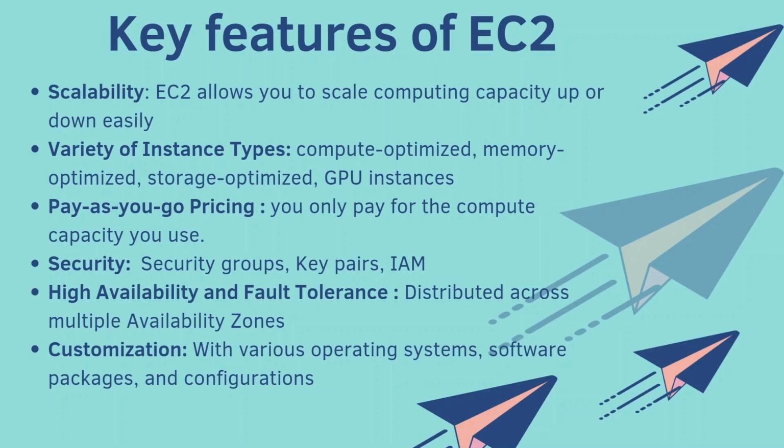Another feature is high availability and fault tolerance. We can say high availability because we can distribute EC2 instances across various availability zones. So if one zone goes down, the other one can easily pick up the workload which is running. So it is highly available and fault tolerant. Customization can be done on the basis of operating systems, software packages and configurations.